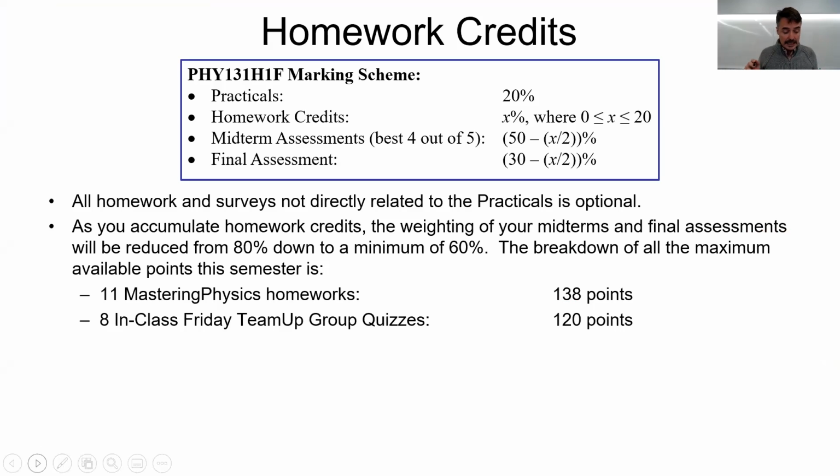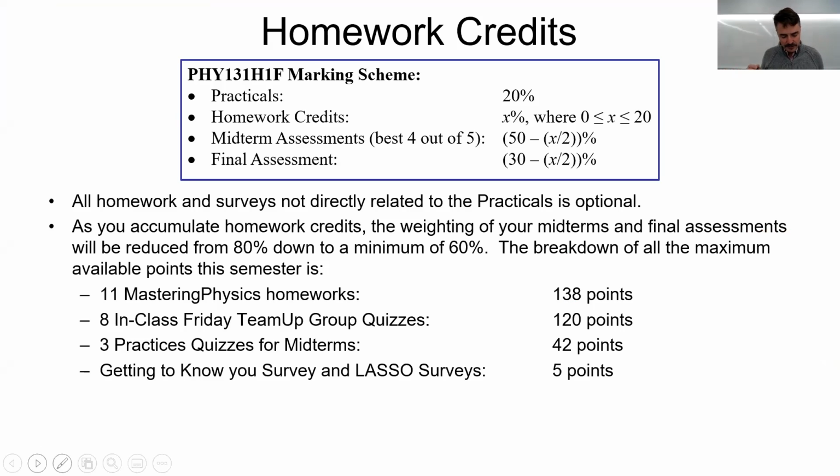There are going to be 8 in-class Friday team-up group quizzes, each worth 15 points, so that totals up to 120. We've got a few more of those, including this Friday. There were 3 practice quizzes for the midterms. We've done all those. Those were 42 points. And then there are a couple of others: the Get to Know You survey and the LASSO pre-course diagnostic, worth 1 and 2 points. And then there's another one. Anyway, you total it all up, it comes to 305 points.